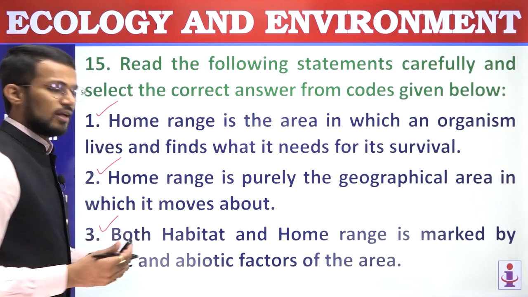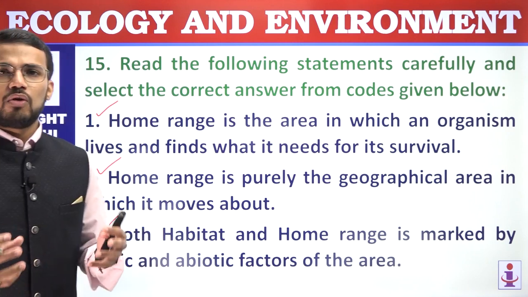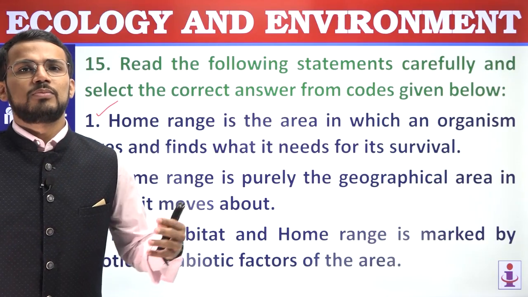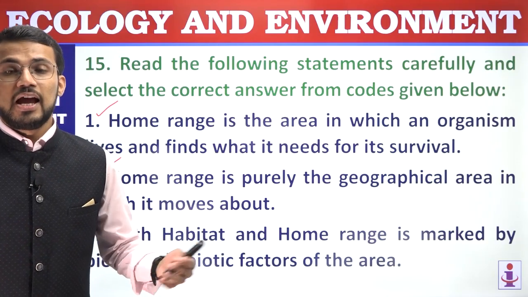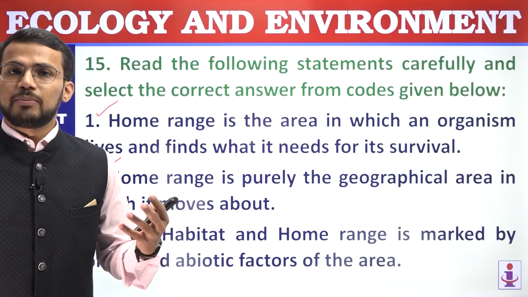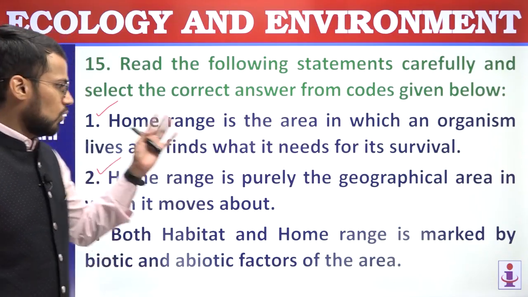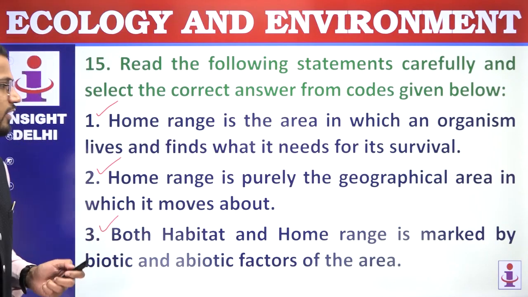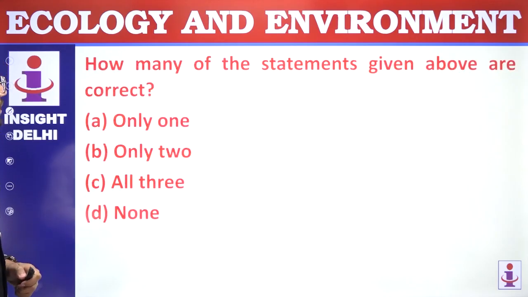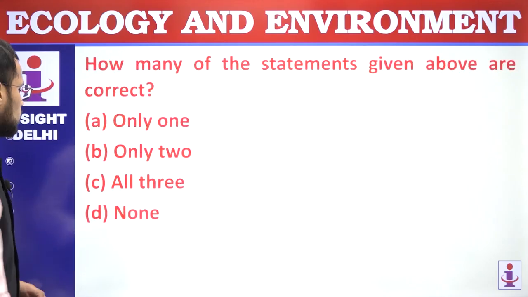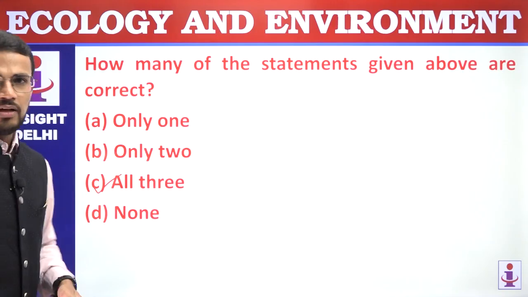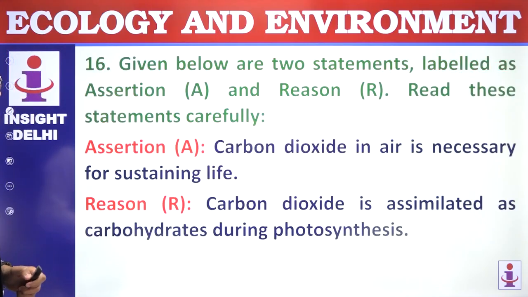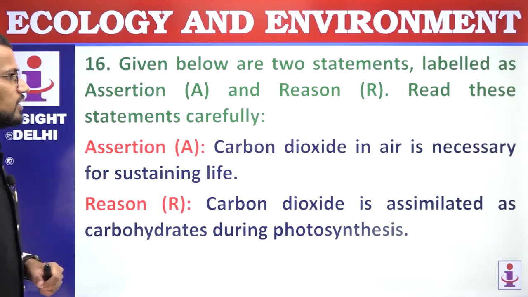Right, so in environment, home range of a particular organism can be shared by different organisms as well, and obviously there will be different abiotic factors as well. So all these three statements are correct regarding home range, and we are supposed to find out correct statements only, and that's why answer is C. 15th, answer is C.